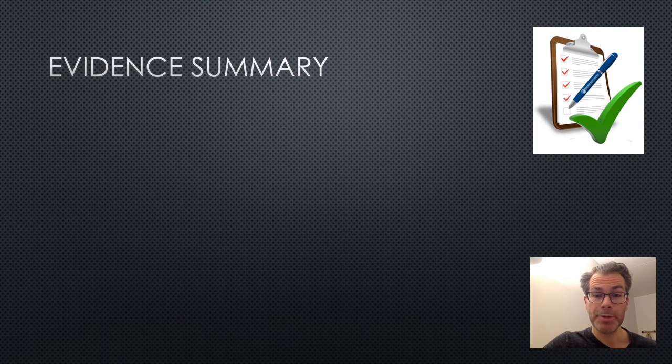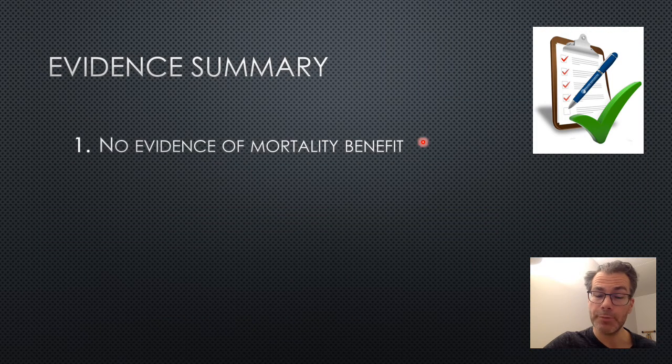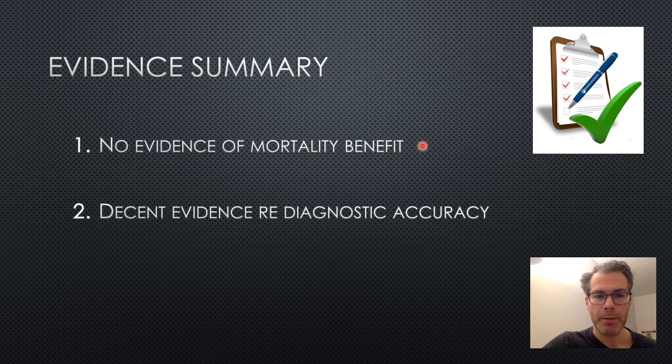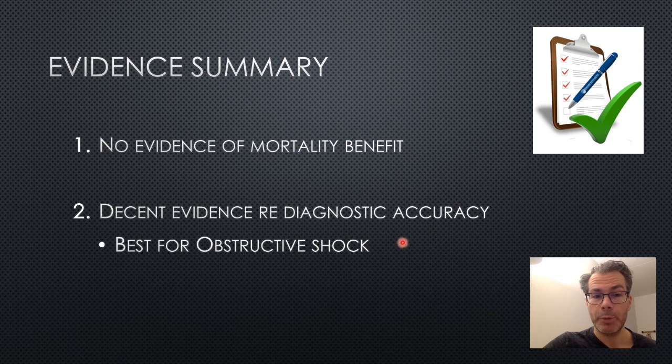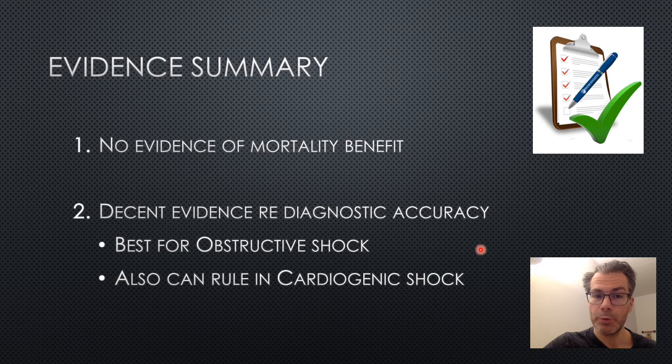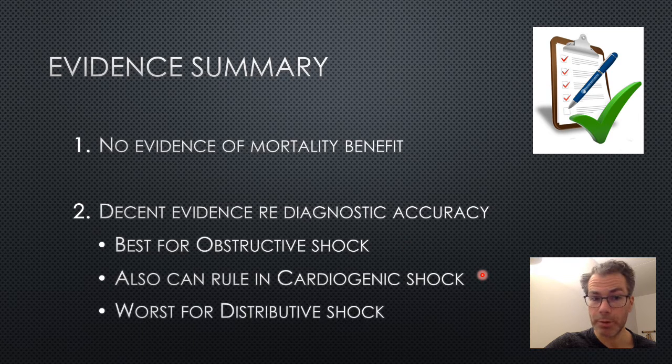So let's summarize the evidence. So there's no evidence of mortality benefit, as we know from the Atkinson paper, although, as we said, there are some limitations with that paper. But there is decent evidence now regarding diagnostic accuracy. We know it's best for obstructive shock, also good for ruling in cardiogenic shock, and worst for distributive shock. In my experience, it's just a really useful tool, especially for patients with undifferentiated shock.